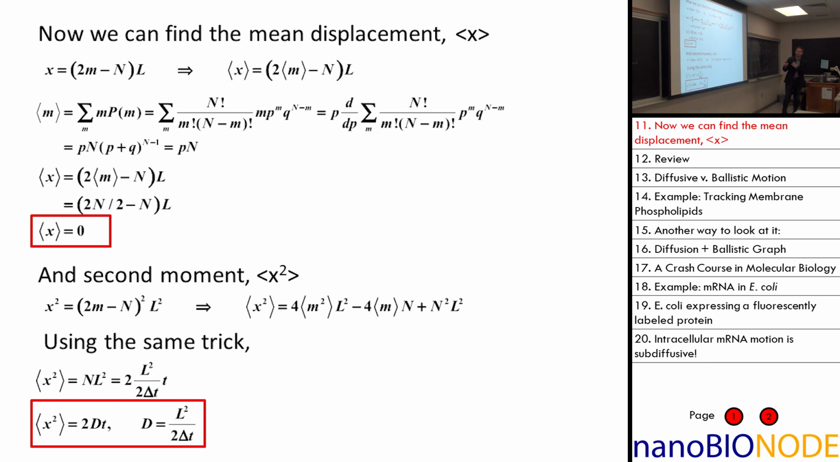Okay, so it's exactly the same trick, except instead of calculating the sum of m p of m, it's going to be m squared p of m. Now you've got to get rid of 2 factors of m, so you just repeat this trick twice. You're going to wind up taking 2 derivatives instead of 1, but it's the same trick, just performed twice. I'm going to spare you the horrible details. And when you do that, this is what you get: the average displacement squared is equal to the number of steps that you took times L squared.